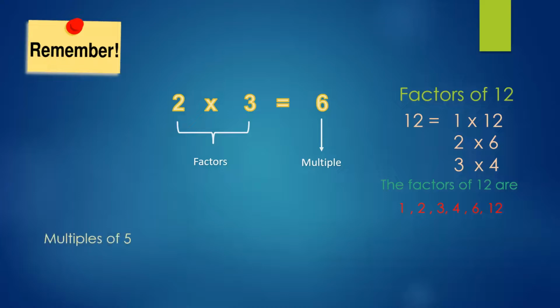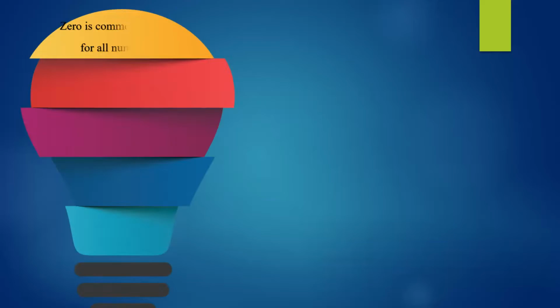Okay, multiples of 5 means skip counting by 5. So we will start from 0: 0, 5, 10, 15, 20, 25, and so on. So in factors, we will start with 1. In multiples, we will start from 0. So we know that 1 is a common factor of all numbers, and 0 is a common multiple of all numbers.